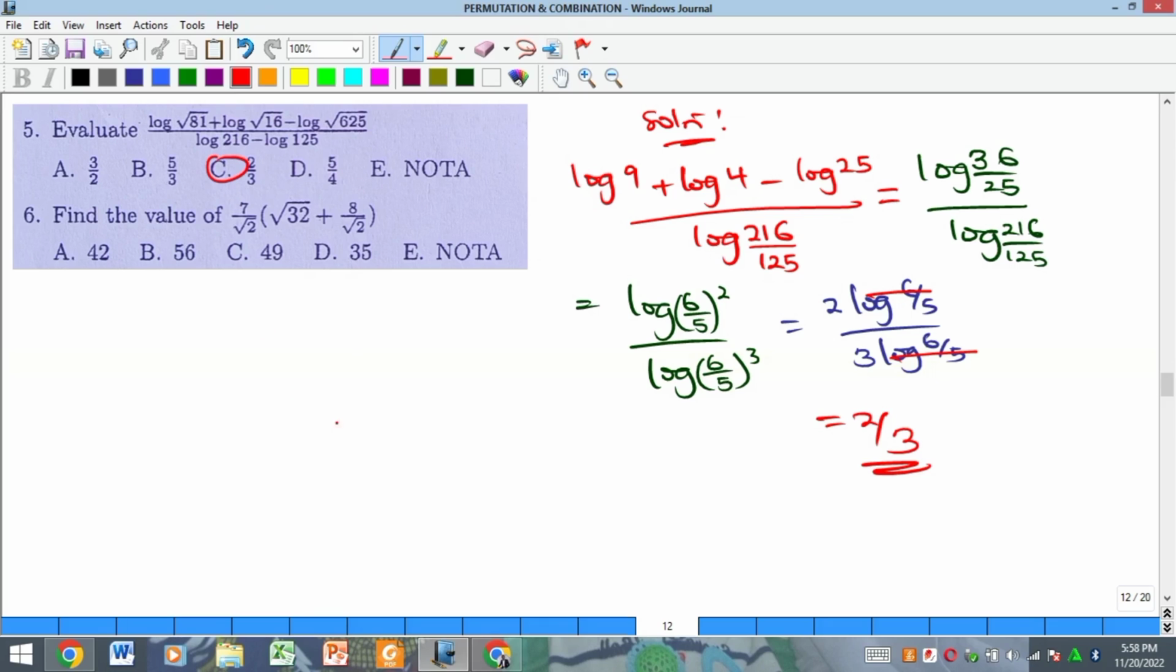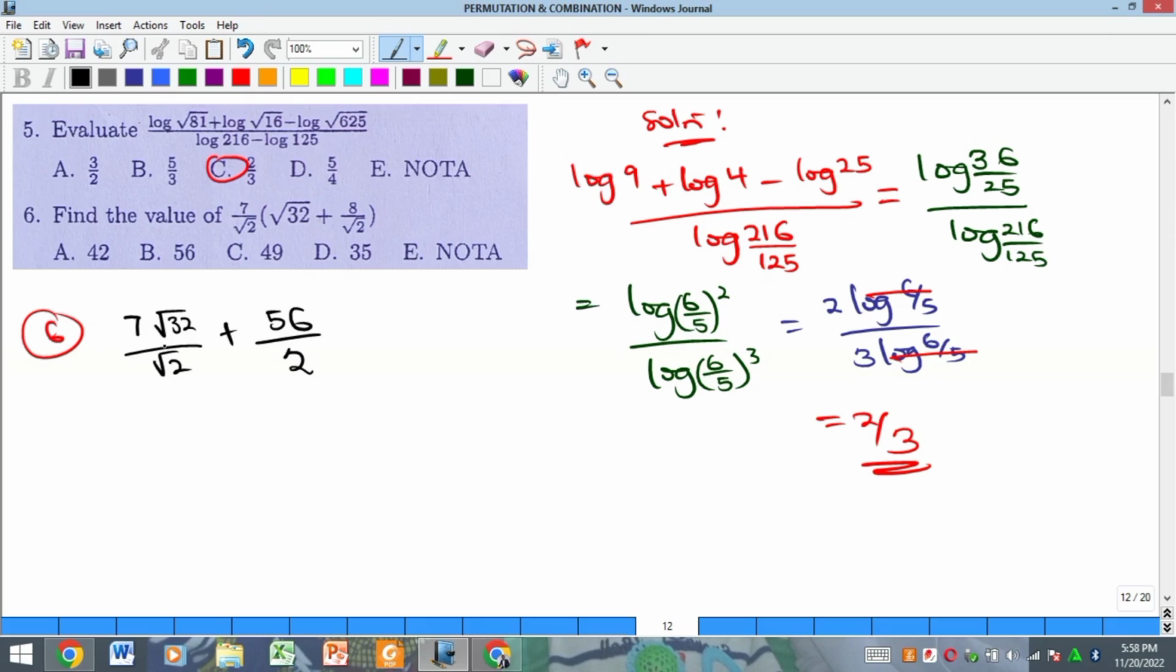And so we quickly go to number 6 here. Number 6 says that we should evaluate this. So the first thing to do is to open this bracket. If you do that, you have 7 over root 2 multiplying each of the terms in the bracket. So we'll have 7 root 32 all over root 2, plus 7 times 8, which gives us 56 all over root 2, and root 2 times root 2 is 2.